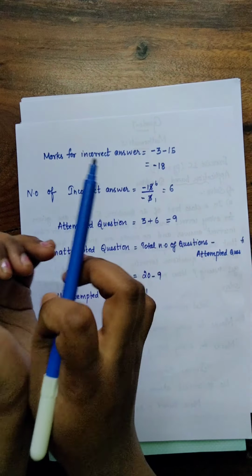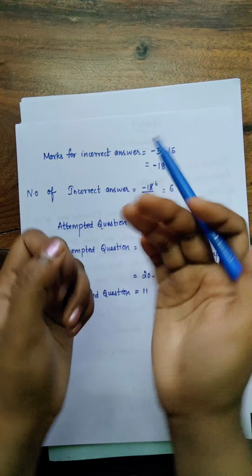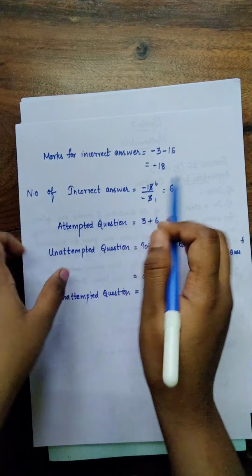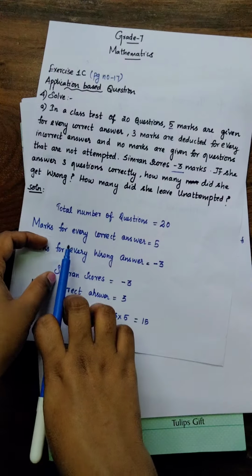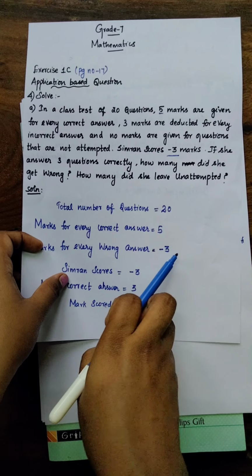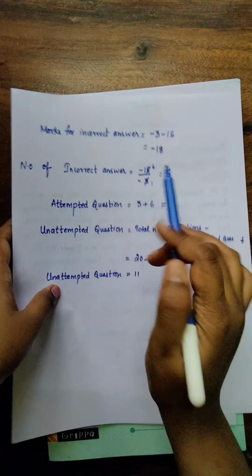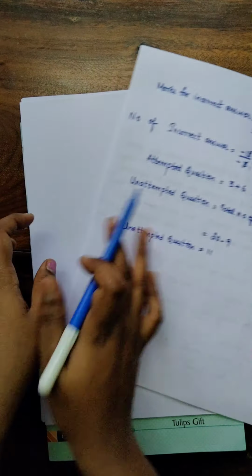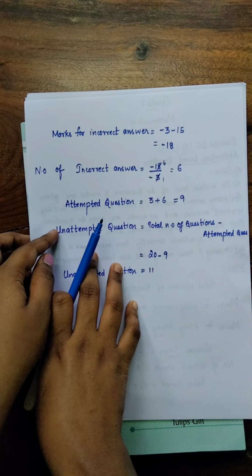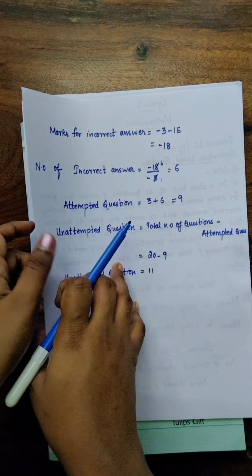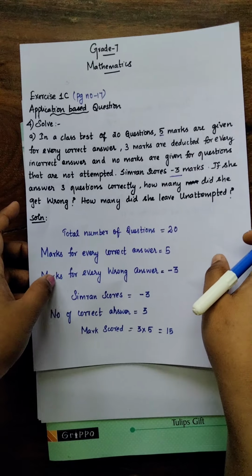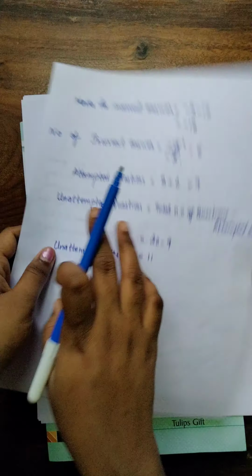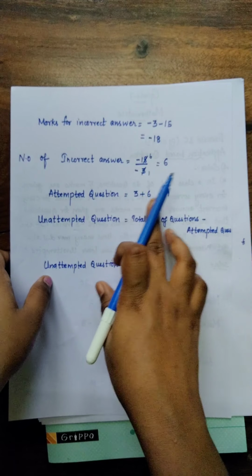Next we are going to find number of incorrect answers. How many incorrect answers? Marks for incorrect answers divided by marks for every wrong answer, which is minus 3, right? So minus 18 divided by minus 3, the answer is 6. Next we are going to find the attempted questions. So we are adding the number of correct answers and number of wrong answers. Number of correct answers is 3 and number of wrong answers is 6. So 3 plus 6 is 9.